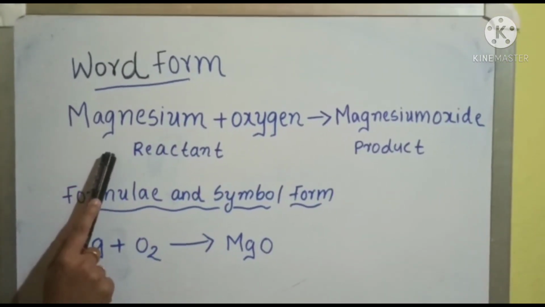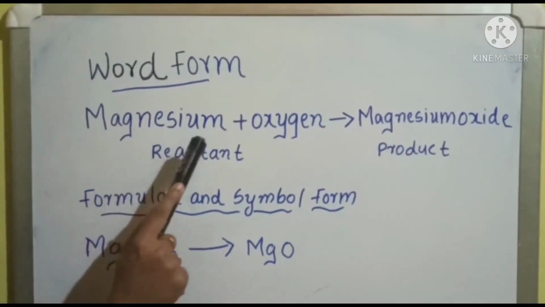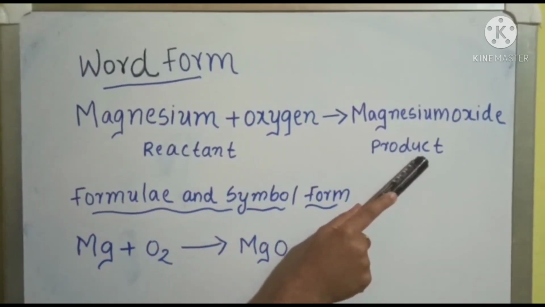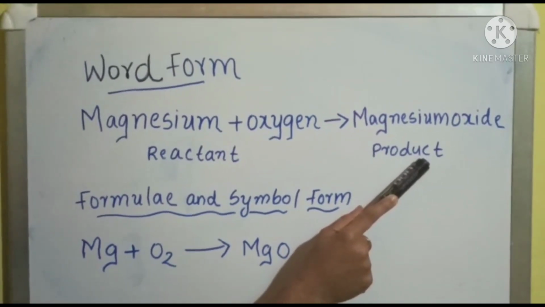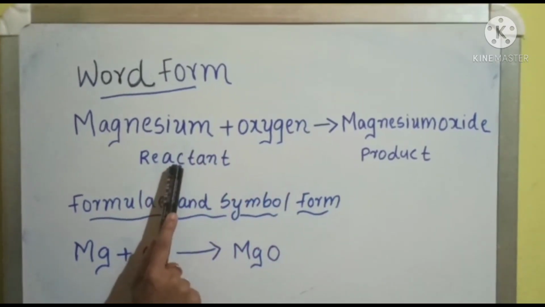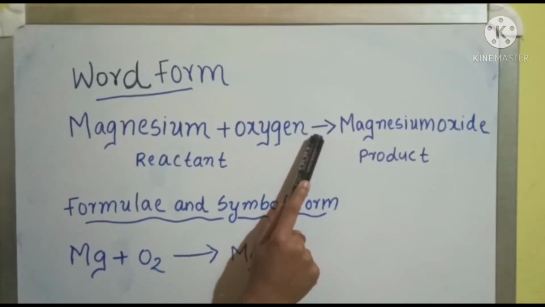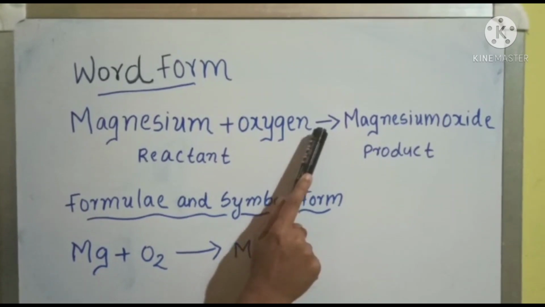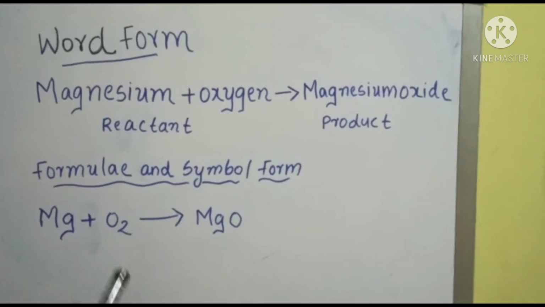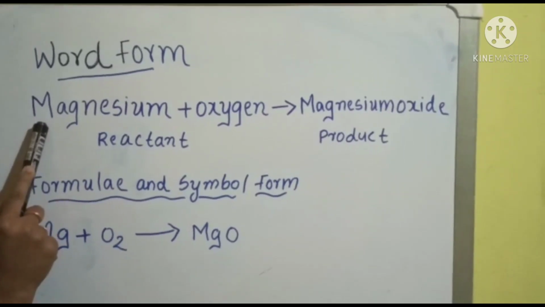Here the reactants are written on the left hand side with a plus sign in between the reactants. And the product is written on the right hand side. And an arrow is put in between reactant and product. This arrow indicates the direction of reactant towards the product. This representation is not too short.